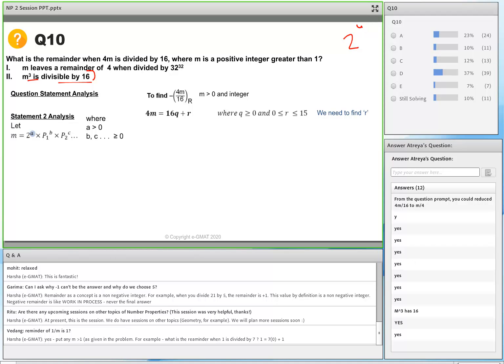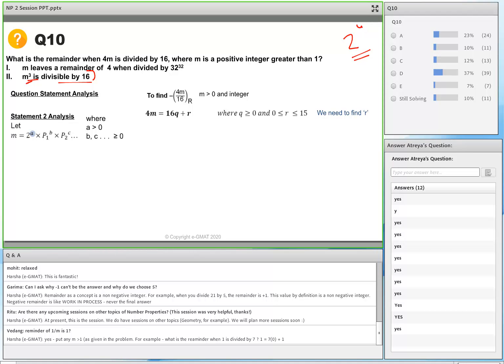Right? So essentially it means that m to the power 3 has a 2 to the power 4 in it, yes or no? All right, we'll just take a very short pause over here. Just keep in mind that m to the power 3 has a 2 to the power 4 in it.